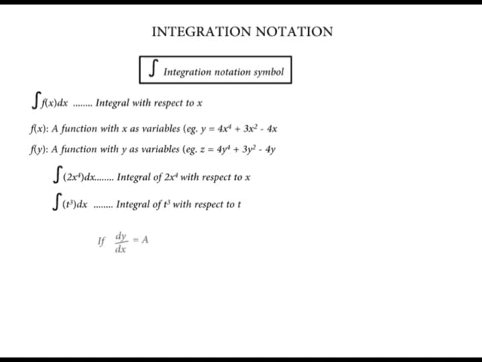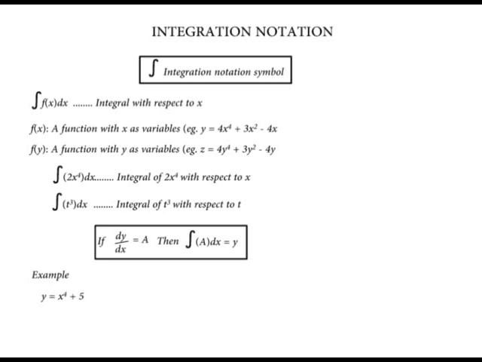And so if dy over dx is equal to a, then the integral of a with respect to x will be equal to y. For example, if y is equal to x to power 4 plus 5, then dy over dx will be equal to 4x cubed. And therefore, the integral of 4x raised to power 3 with respect to x will be equal to x to power 4 plus c, which is also equal to y.